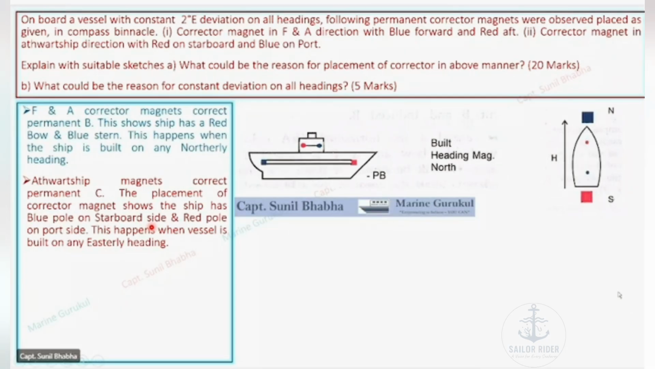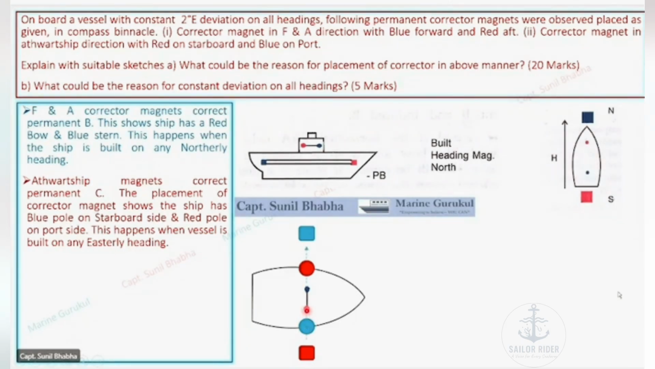Now, a ship which has a blue pole on the starboard side and a red pole on the port side, this kind of magnetism in the ship happens when the vessel is built on any easterly heading. Let me show you through a diagram. You see this particular ship which is built on an easterly heading. If the ship is built on an easterly heading, the south pole of the earth being the red pole, magnetic lines of force come out of the south pole. They are going to enter through the starboard beam. So the starboard side of the ship is going to get a blue polarity.